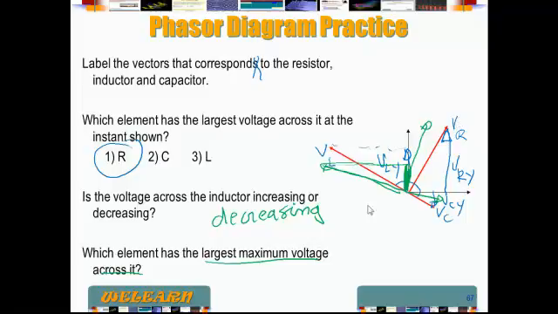Remember, the arrows that are shown, that are still in red here, are representative of the maximum voltage across each of the elements. So all we have to do is look for the largest arrow. The largest arrow, obviously, here is the arrow across the inductor or VL. So the element is the inductor L.